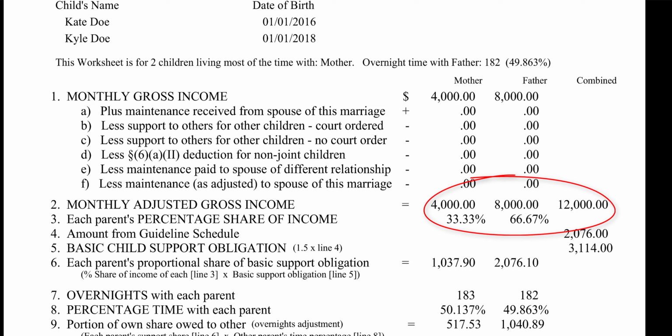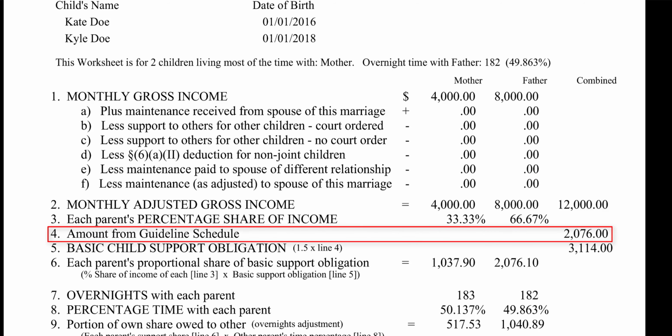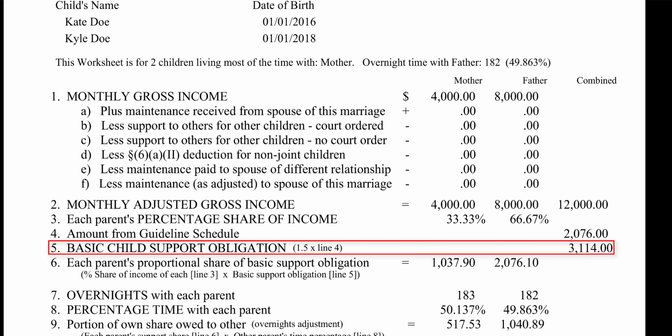Now the software knows what the guideline amount is for two kids when the parents together make $12,000 a month. And it shows that amount right here in line 4, $2,076. This means that Colorado has determined that, all things being equal, it takes about $2,076 a month to raise two kids. Now, whether you agree with that or not is a different matter. So why on earth, in the next line, does the support amount go up to $3,114 to take care of these kids?